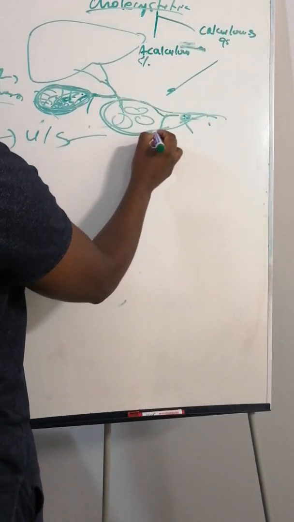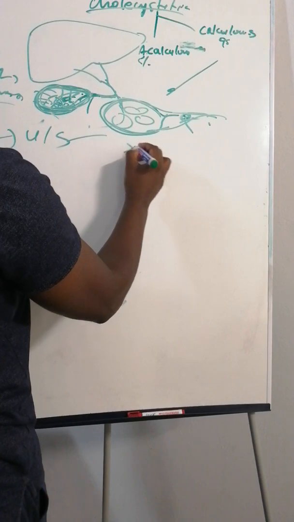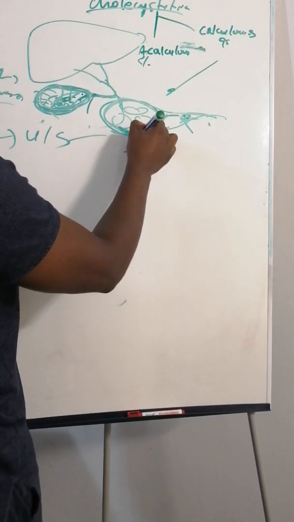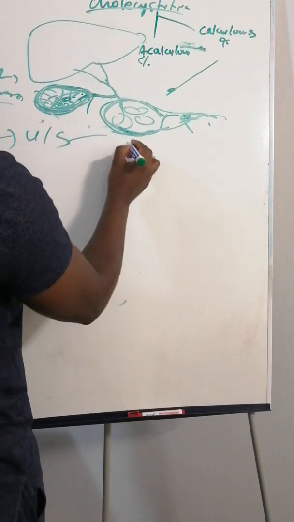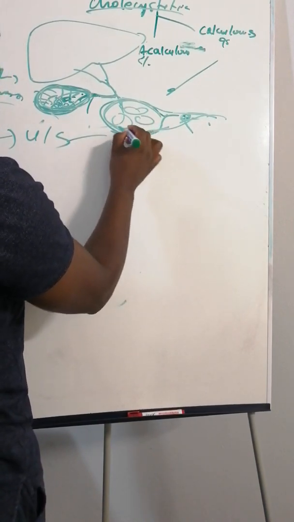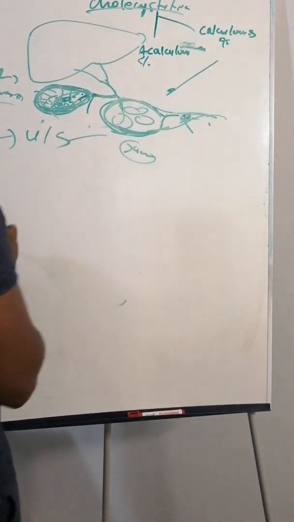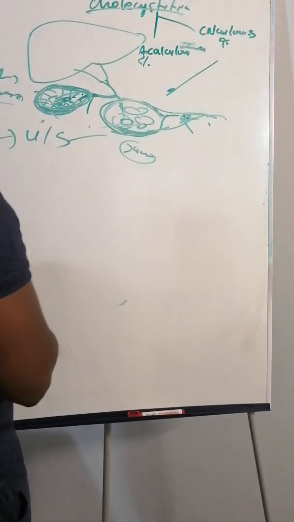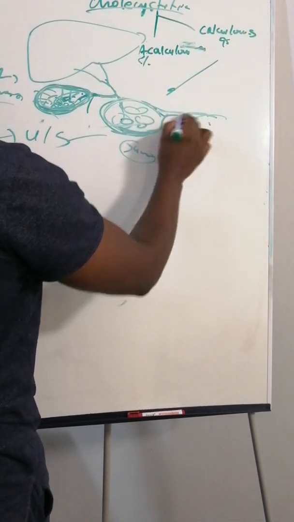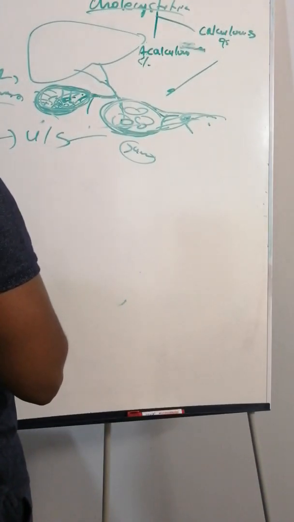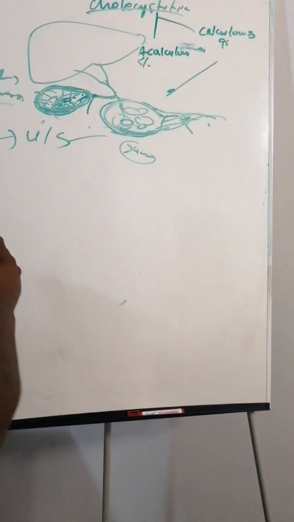And normally they say that if the thickness of this wall is more than 4 millimeters, because of the inflammation and the edema, it should be thickened. So it's going to be more than 4 millimeters. And then you'll see stones there, and then you'll see a distended bladder. You will see a dilated cystic duct. Yeah, so those are the features on an ultrasound.